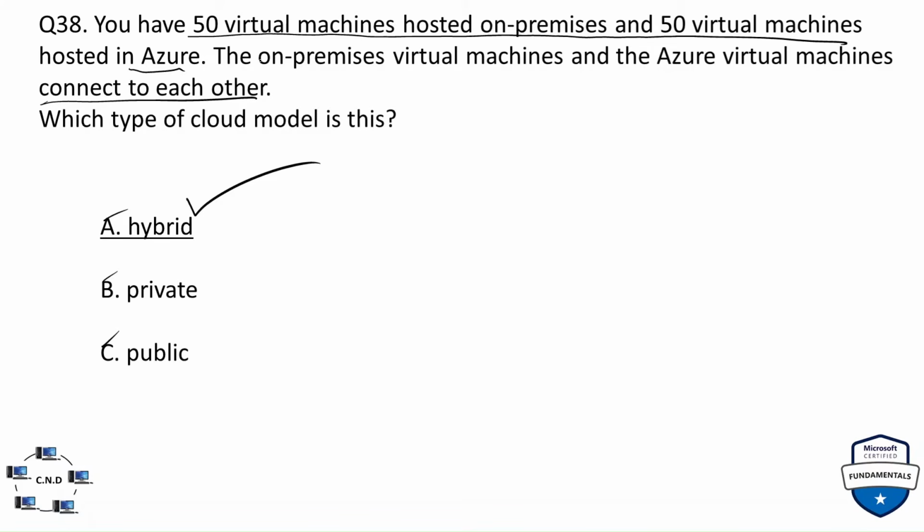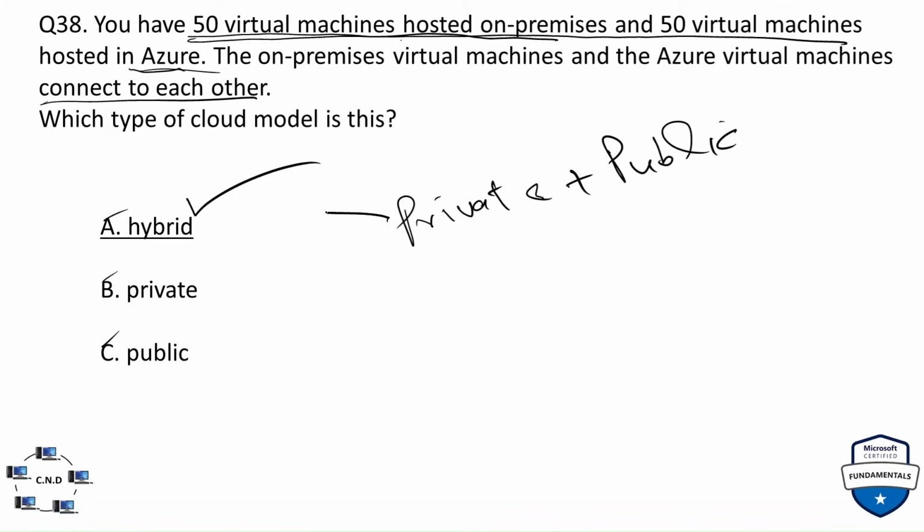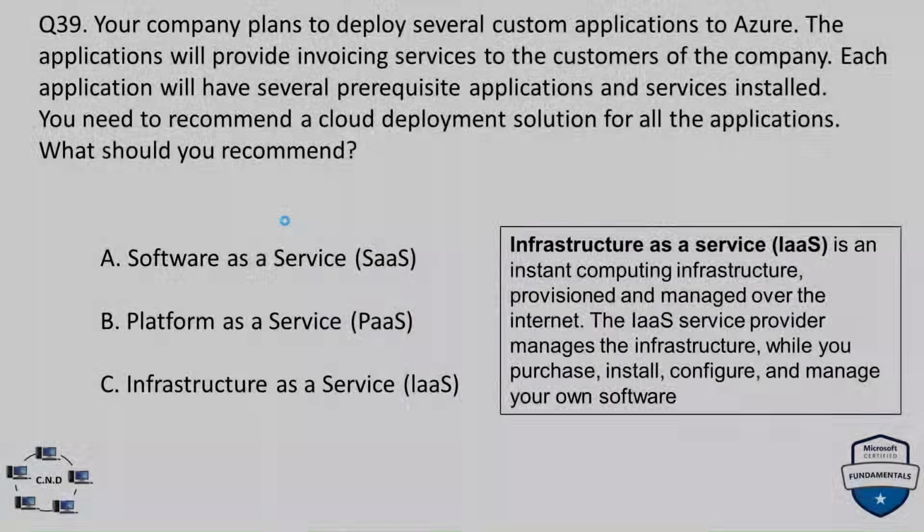Hybrid, because we have the combination of the on-premises, that is the private cloud, we may say, and the Azure or the public cloud. So this type of cloud, which is the combination of on-premises or private plus public, is referred to as the hybrid.